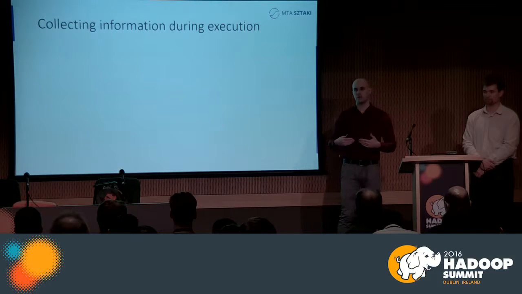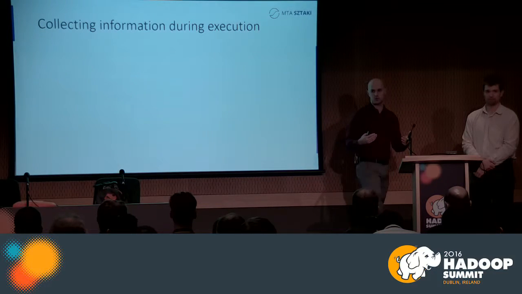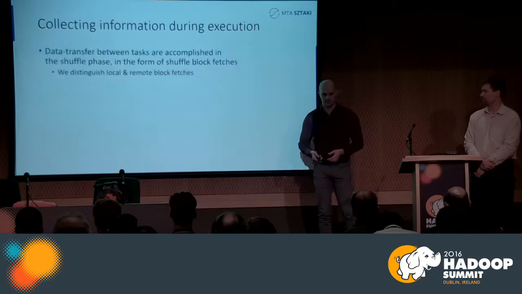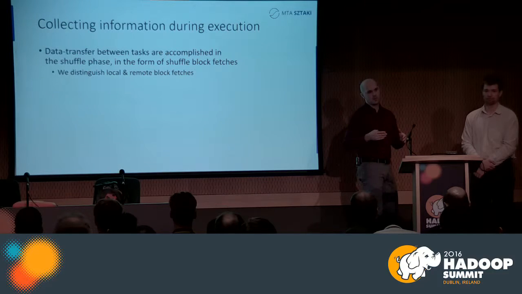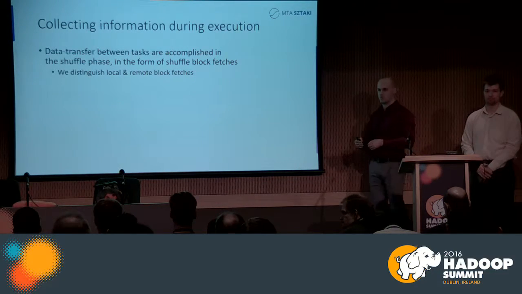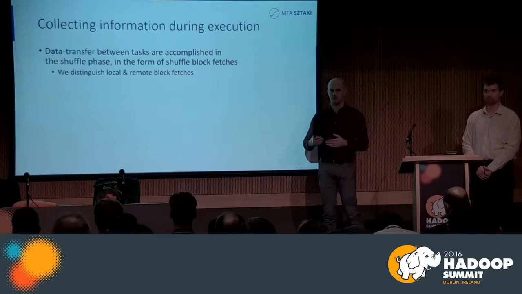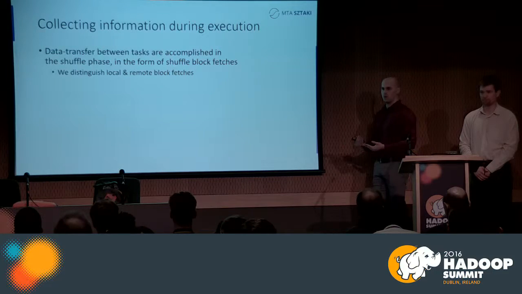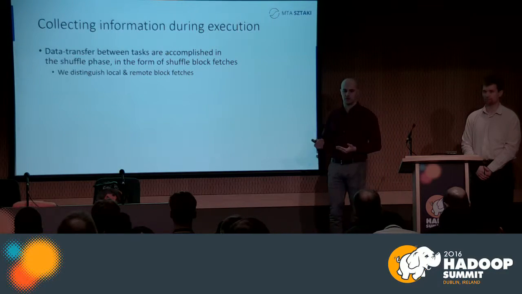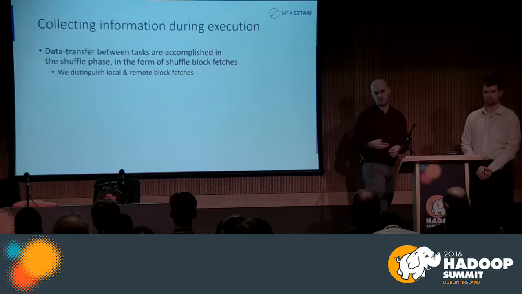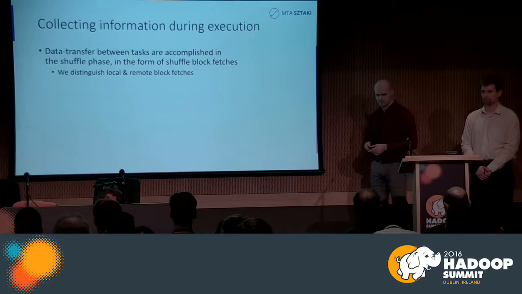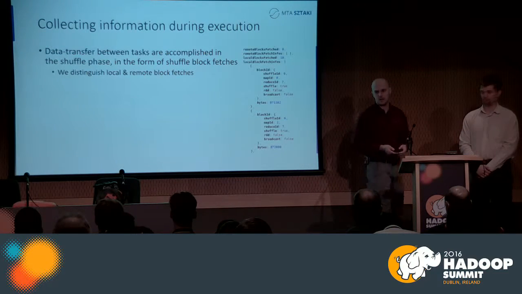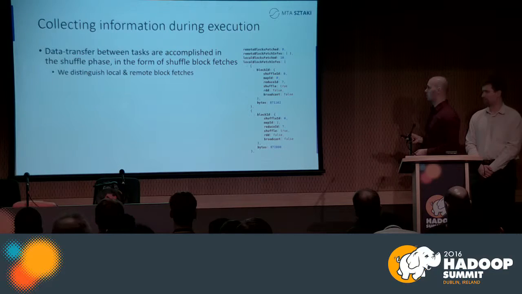To have more than that, you need to collect information during the execution that is otherwise not available, right? For example, in Spark. So we know that we have the so-called shuffle phase or global synchronization, and during this, the reducers on the next stage are going to pull their partitions in the form of these so-called shuffle block fetches. And here we can distinguish local or remote block fetches. And this is a nice example of these local block fetch infos.